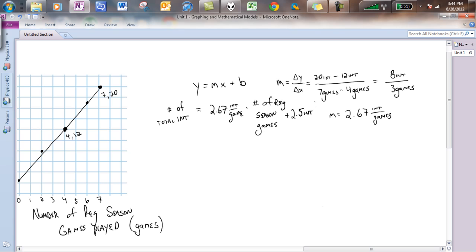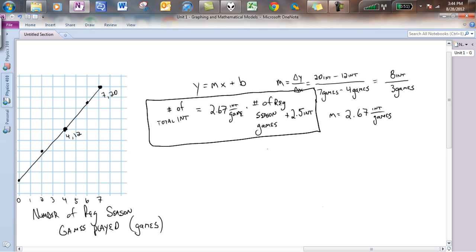And that, of course, has a unit with it. The unit for the y-intercept should always be what is the unit on our y-axis. So this is our mathematical model. Now, the most important thing about a mathematical model is we can now make predictions.